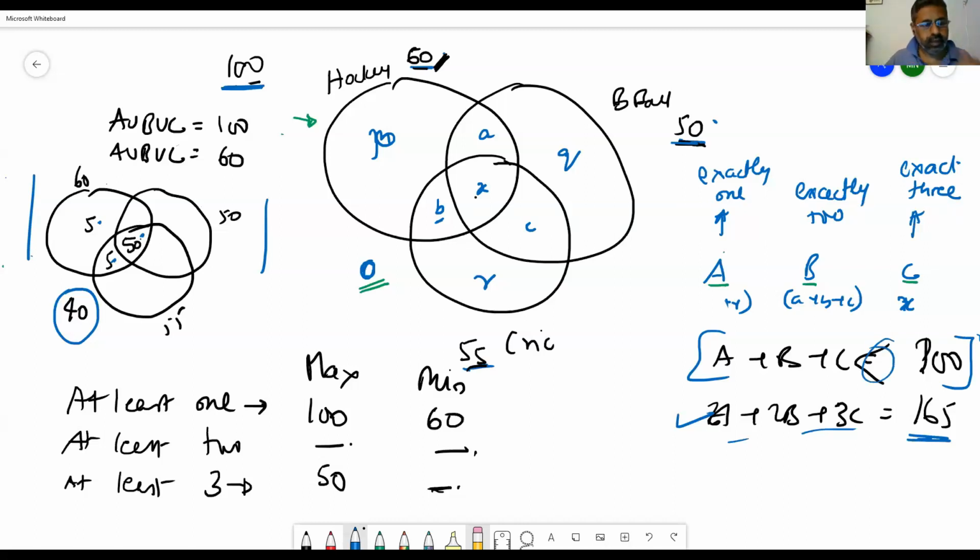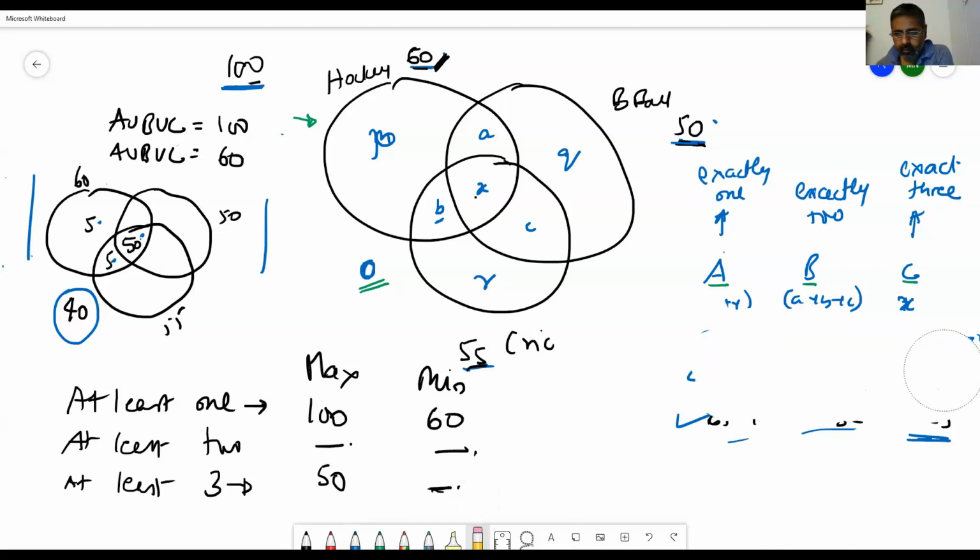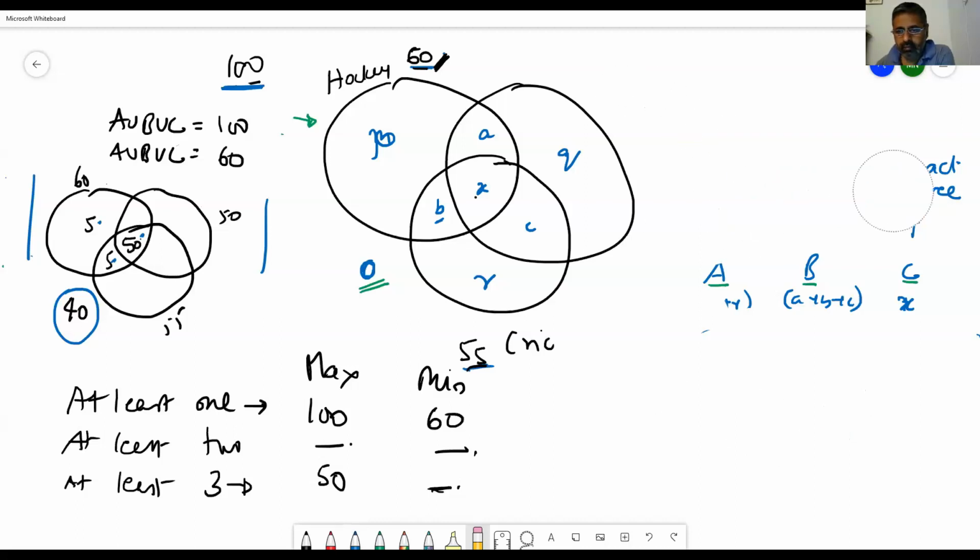Yes, sir. So we need a different method. So we will look at this different method. So this is A plus B plus C. Now we'll come up with something else.